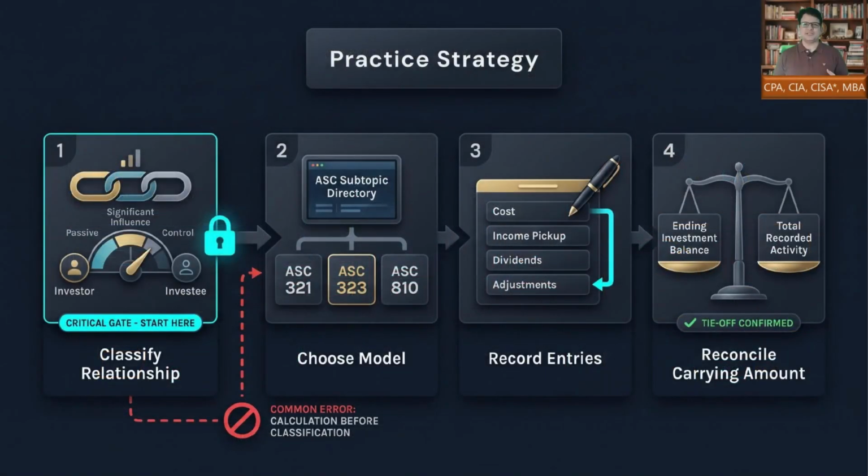The practice strategy is simple: do not calculate before classifying. First, identify the relationship between investor and investee. Second, choose the model such as ASC 321, ASC 323, or ASC 810. Third, record the relevant entries. Fourth, reconcile the carrying amount. Many wrong answers begin because the learner grabs the calculator too early. The calculator is useful, of course, but it should not be promoted to chief accounting officer. Classification comes first, arithmetic comes after the model is correct.